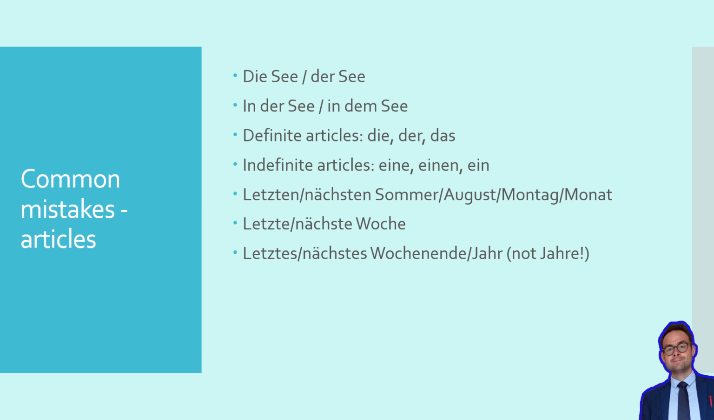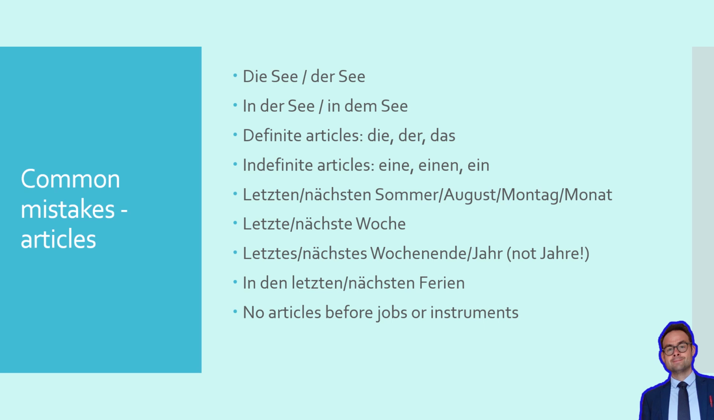With plurals, people sometimes get that confused as well. When they mean one film, Film, same thing in German, but Filme, adding an E is going to make something plural. And in the holiday, so Ferien is actually plural, so in den letzten Ferien or in den nächsten Ferien. If you're talking about jobs or instruments, then Germans wouldn't use an article beforehand. Like in English, we say I am a teacher or I play the piano. But in German, ich spiele Klavier, no article. Ich arbeite als Lehrer, no article.